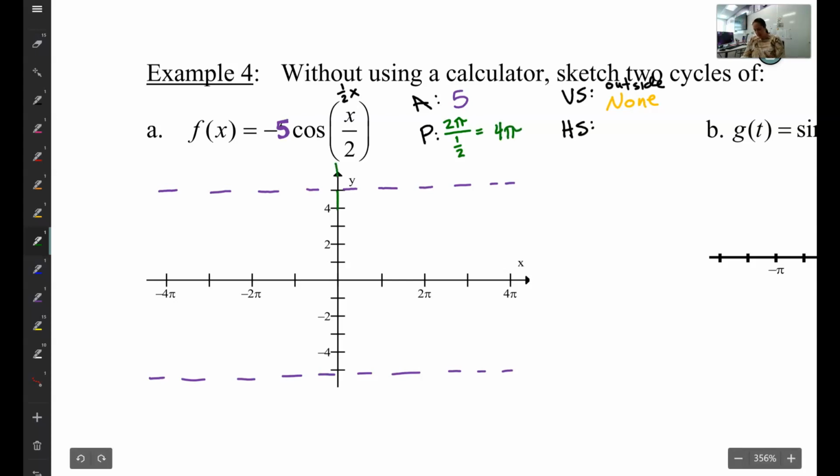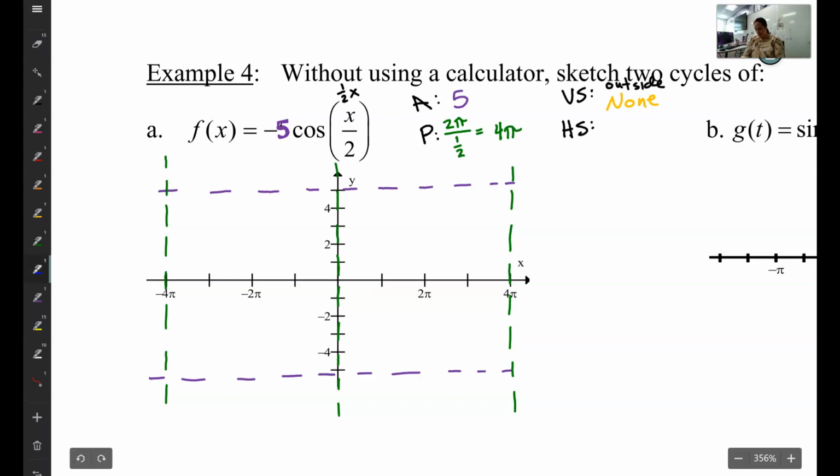So that tells me that my graphs are 4 pi wide. Period tells you how wide it is. And remember, it's periodic, so I can fit multiple waves in here. We just need to make sure that every wave is 4 pi wide.